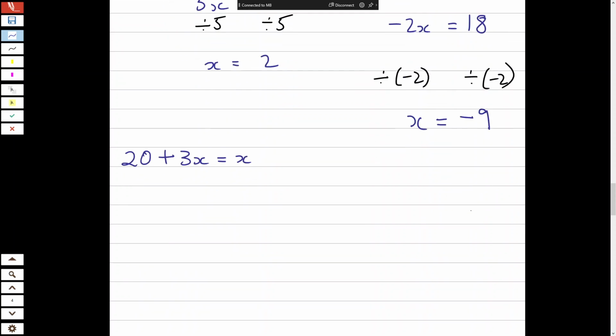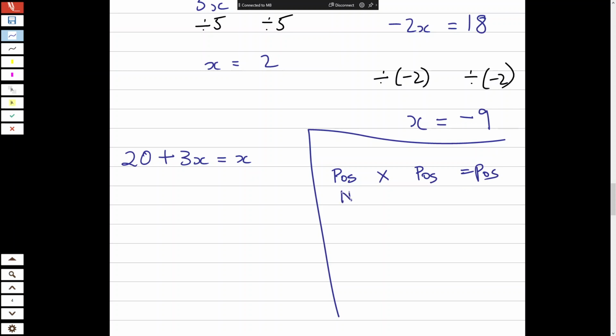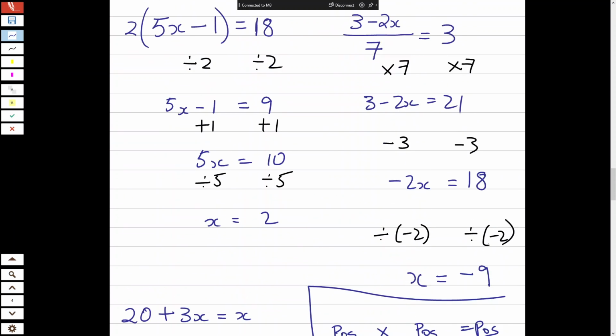All right, so I'm going to put a small note down here. Positive times positive is positive. Negative times negative is positive. Positive times negative is negative. And negative times positive is negative. Yep.